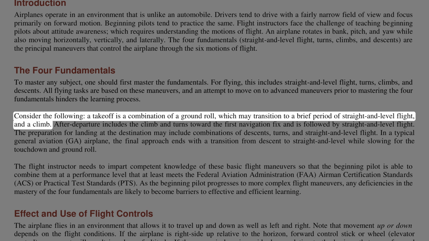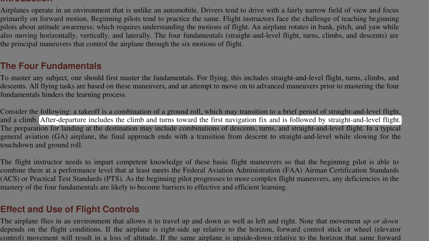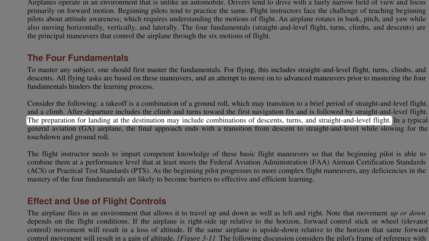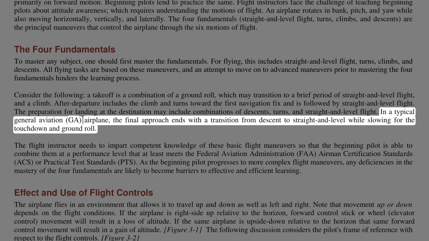Consider the following. A takeoff is a combination of a ground roll, which may transition to a brief period of straight and level flight, and a climb. After, departure includes the climb and turns toward the first navigation fix and is followed by straight and level flight. The preparation for landing at the destination may include combinations of descents, turns, and straight and level flight. In a typical general aviation (GA) airplane, the final approach ends with a transition from descent to straight and level while slowing for the touchdown and ground roll.